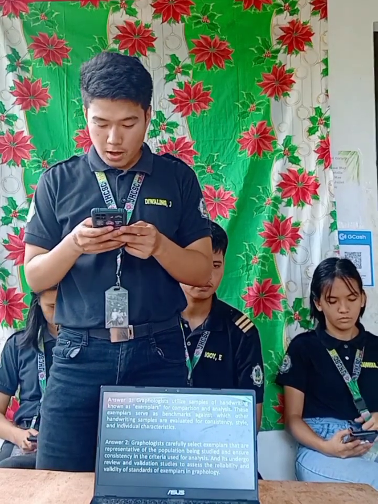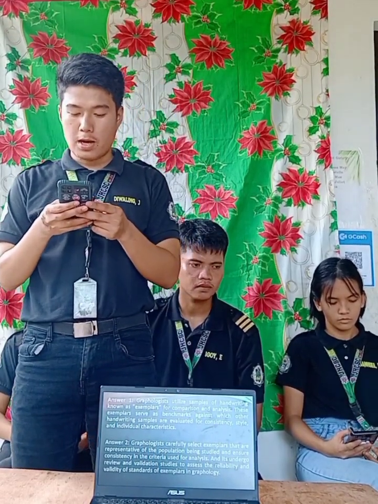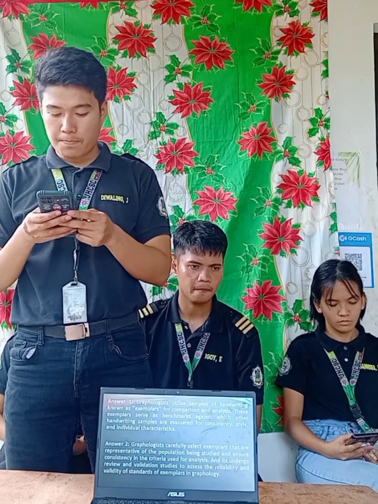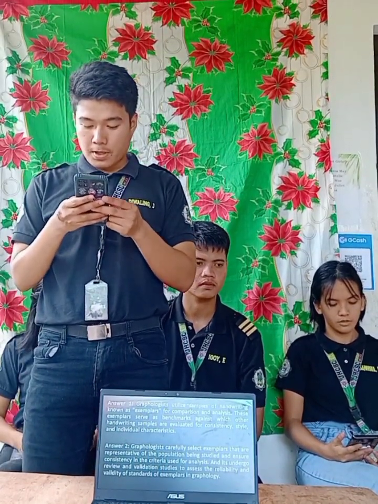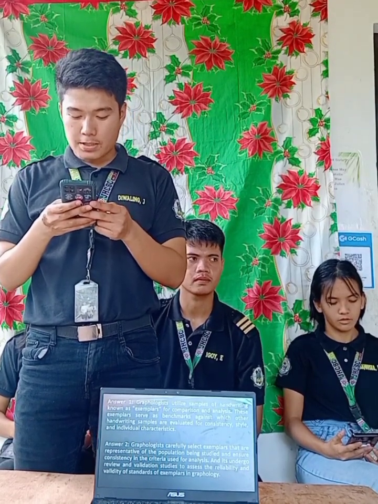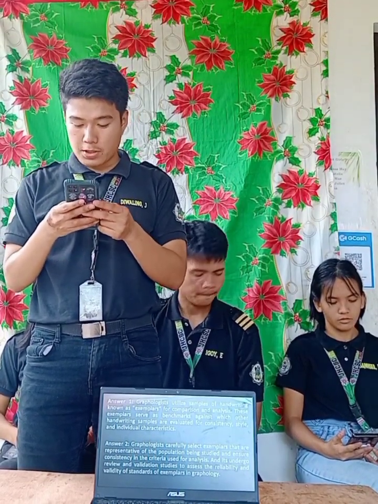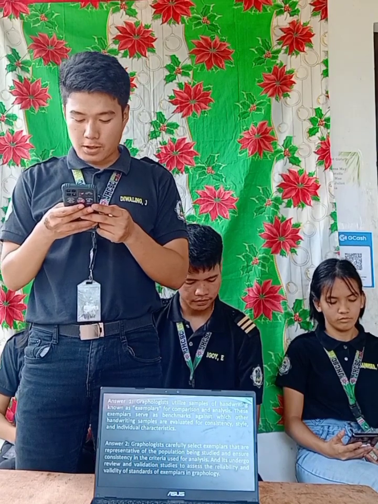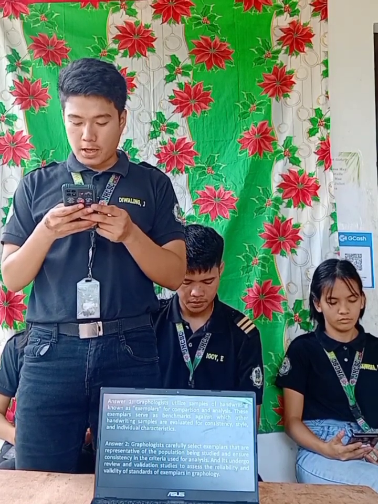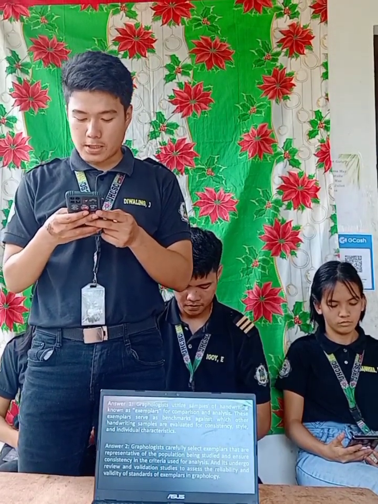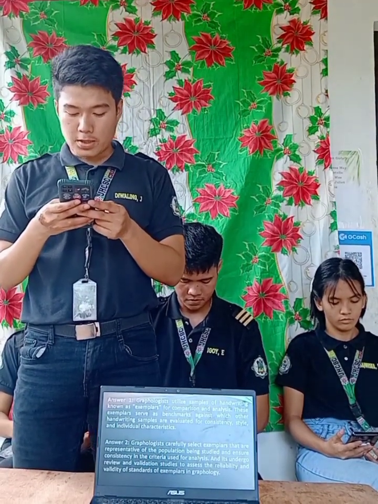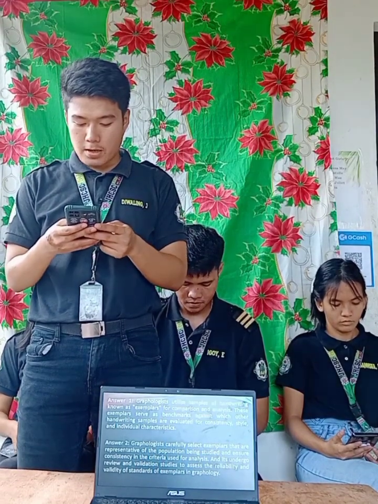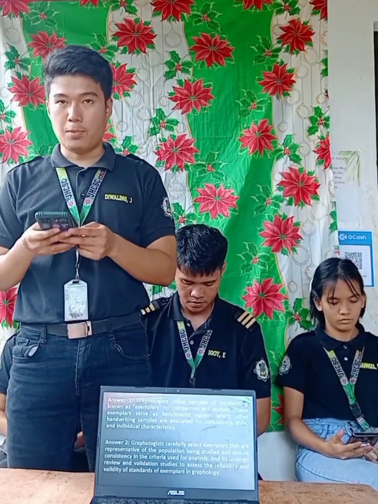Answer number 2. How do graphologists ensure the reliability and validity of standard exemplars? The answer is graphologists carefully select exemplars that are representative of the population being studied and ensure consistency in the criteria used for analysis, and they undergo review and validation studies to assess the reliability and validity of standard exemplars in graphology.